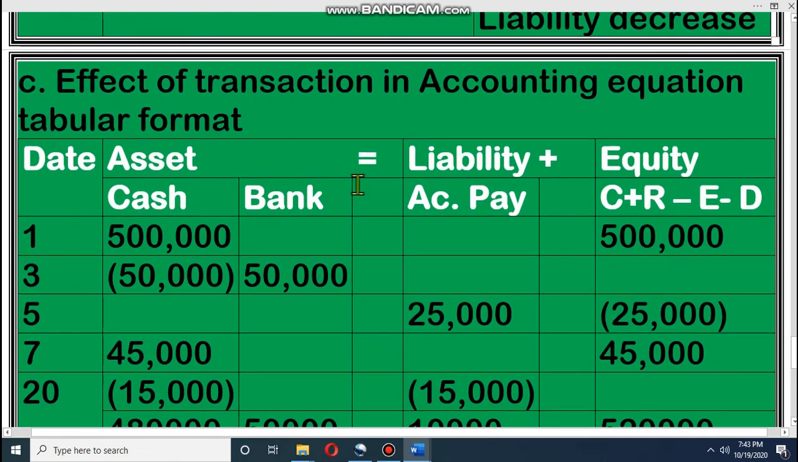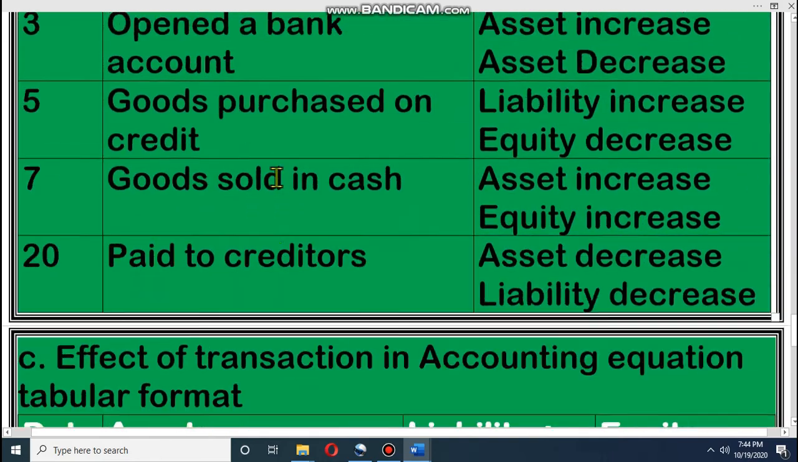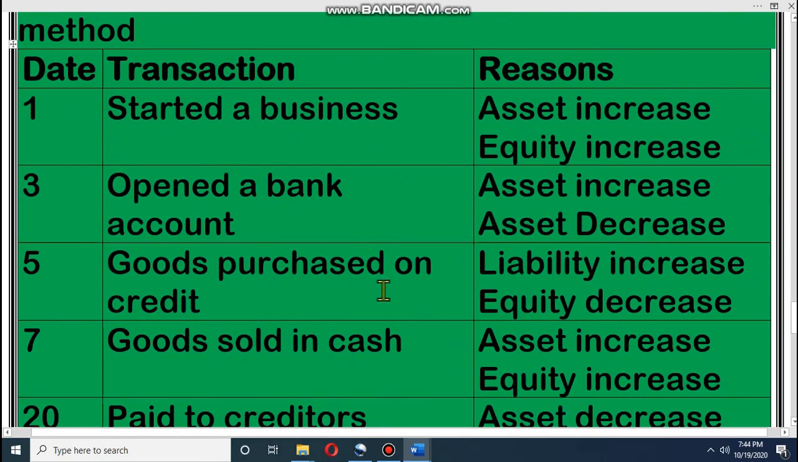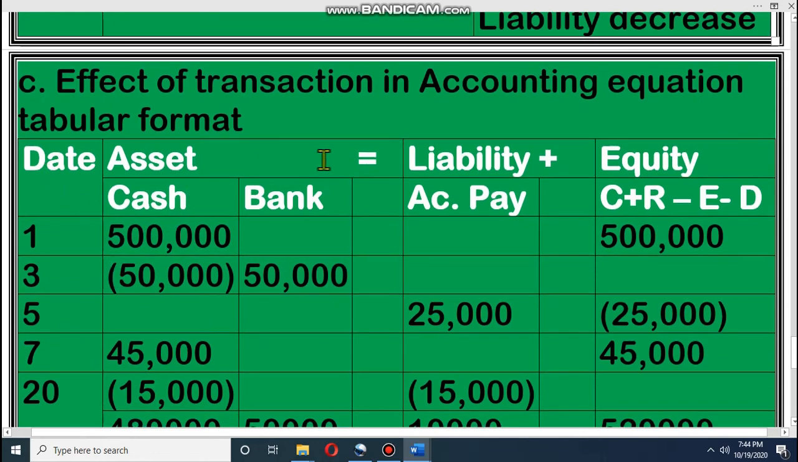Dear student, now the last requirement: effect of transaction on the accounting equation in tabular format. Here the table is the main thing. Earlier I have discussed all the things, which one will increase, which one will decrease. Thus the table is important. Date, you have to write asset, then liability, then equity, and here you have to write the names of assets: cash, bank, then liabilities, then equity. Equity means C plus R minus E minus D.